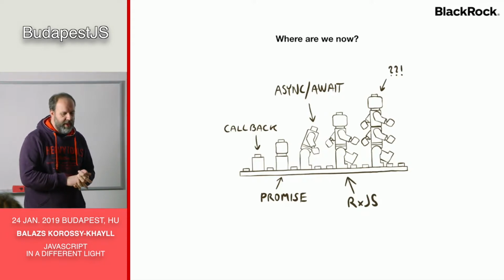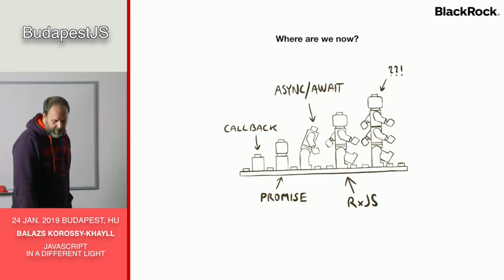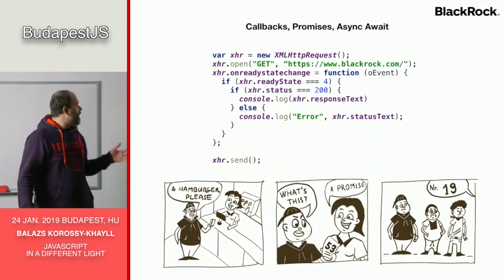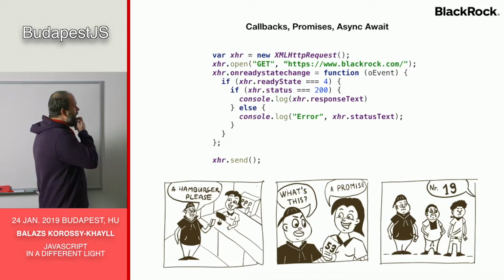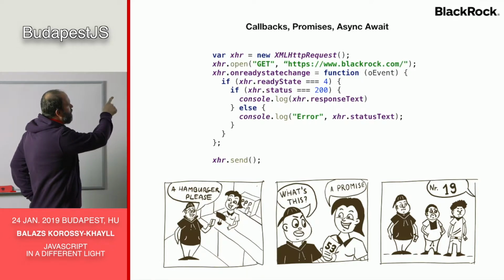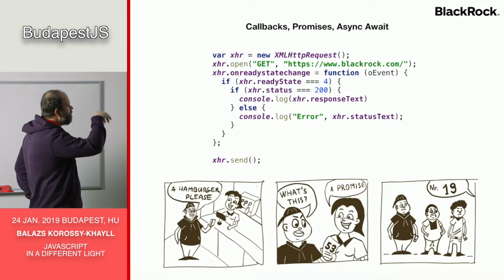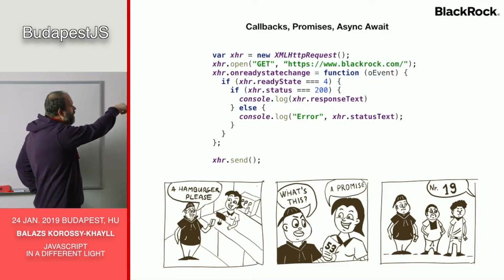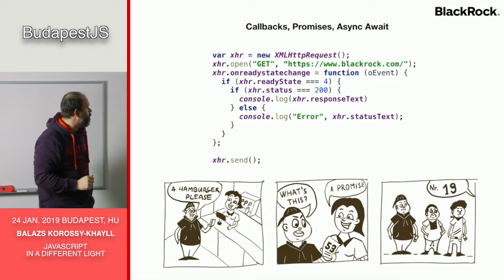Callbacks, promises, and async await are pretty much tackling the same problem in a more and more developer-friendly way. So let's go through them. This would be a callback example. In this example, you can see that we're setting the callback function on this XML HTTP request, and when we're firing the request, it starts to work and then calls the callback. And within the callback, I have to do some error handling as well. So, yeah, it's not really nice, but it works.